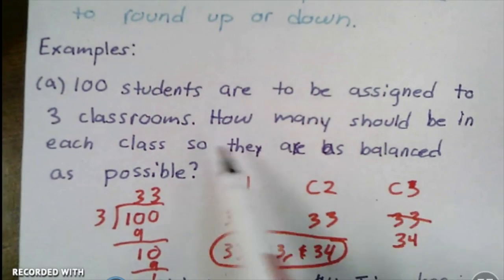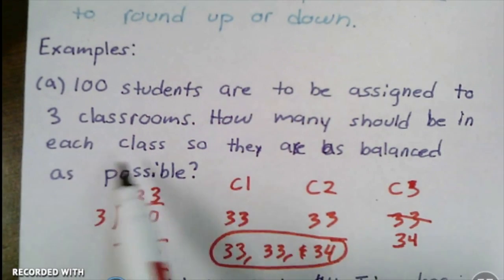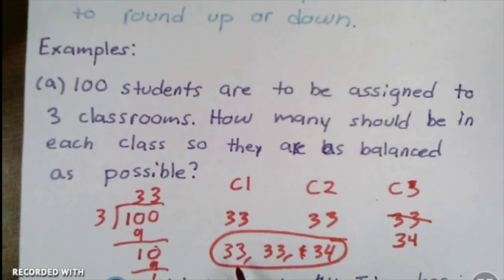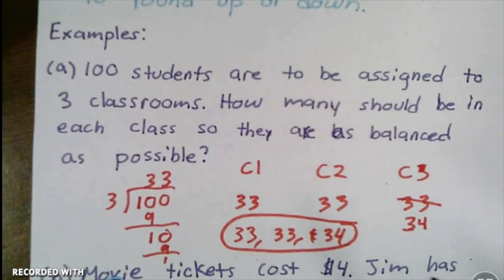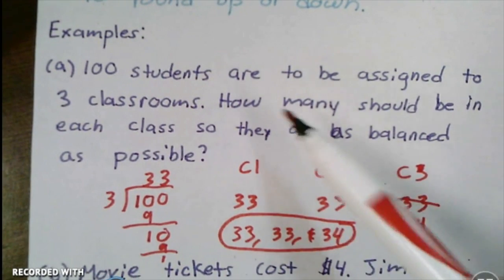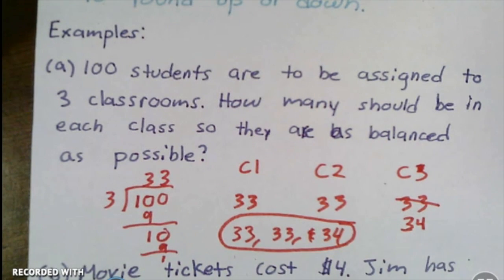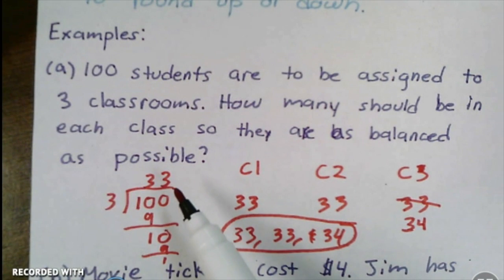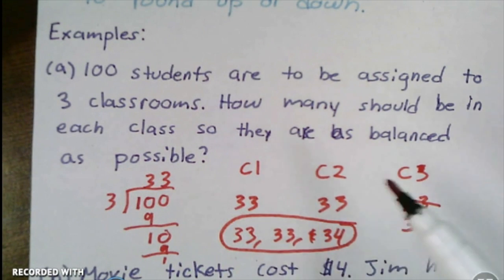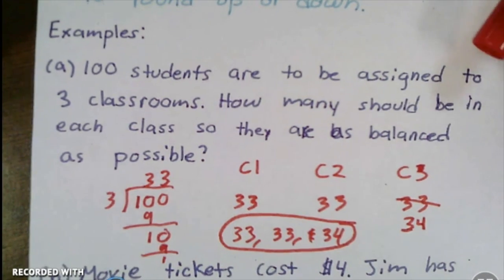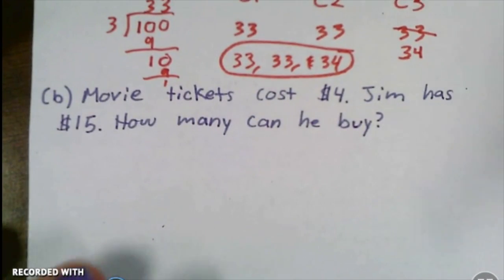That's because the question said how many students should be in each class so they are as balanced as possible. 33, 33, and 34 would be the numbers of the students in each classroom. So do you see how the type of question really affects how we write our answer? When I divided it, I got 33 and a remainder of 1, or 33 and 1/3, or 33.3 repeating. But this is what made the most sense for that question. Let's look at another example.